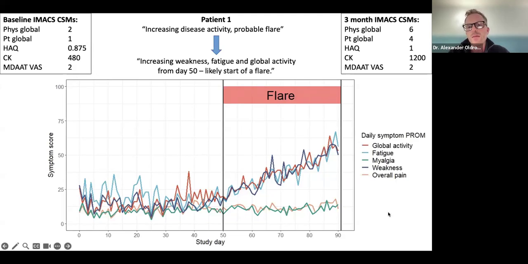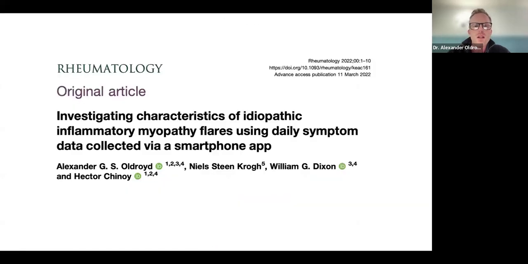So this approach potentially allows us to remotely identify the very start of a flare and instigate treatments earlier to prevent the damage occurring. So we then took all of the data and did some analysis on this, and for the very first time, investigated what flares actually look like in patients, because patients tell us a lot about flares, and everyone means something slightly different, but we wanted to quantify it using this quantifiable data.